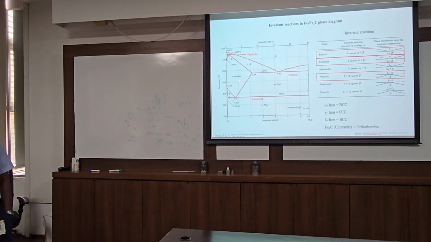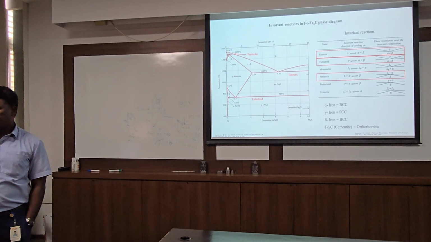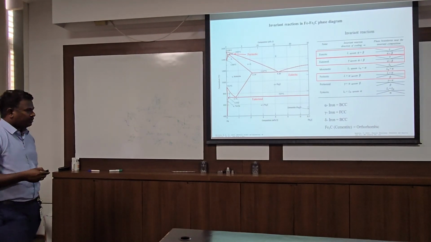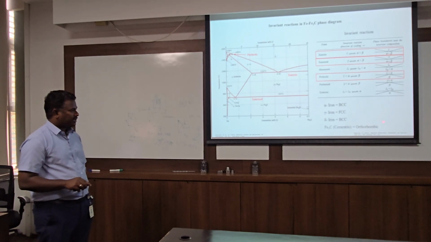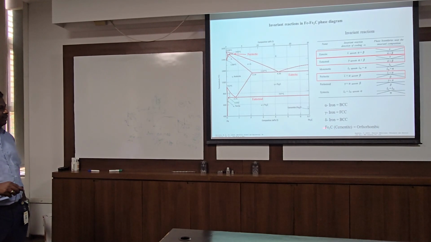But if you are working only at high temperature, this is questionable, like we cannot work. It is like a softening of the material, so structural stability will be lost. Similarly, cementite has an orthorhombic crystal structure, which is a complex crystal structure.